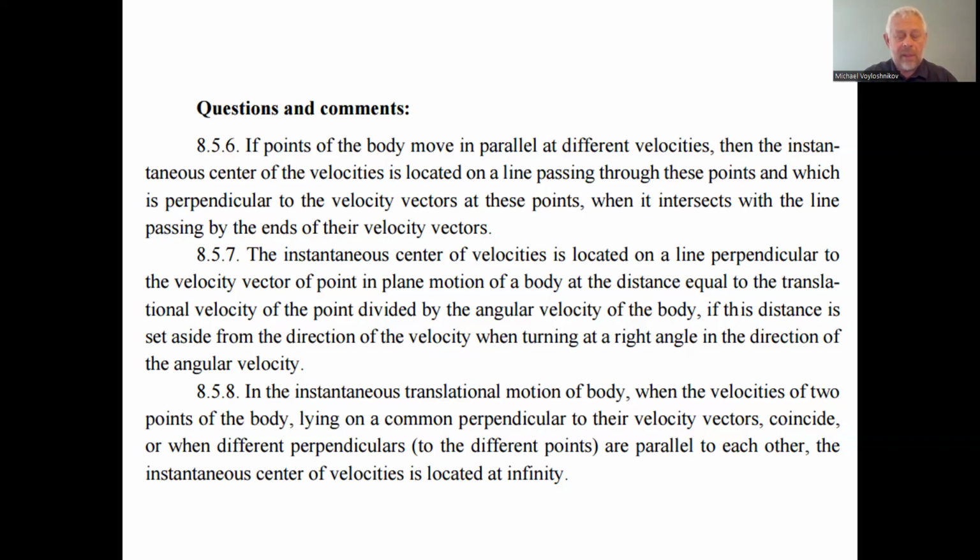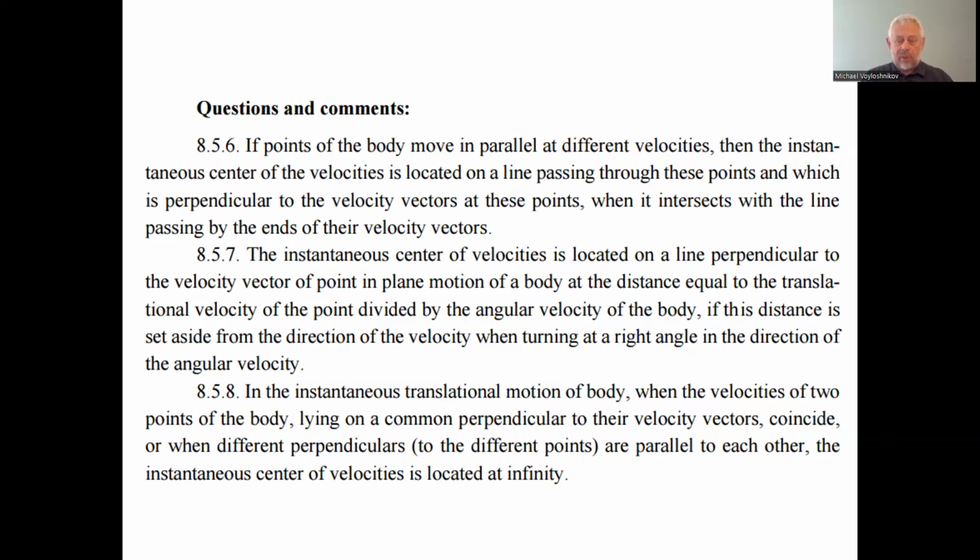857. The instantaneous center of velocities is located on a line perpendicular to the velocity vector of the point in a plane motion of the body, at a distance equal to the translational velocity of the point divided by the angular velocity of the body, if this distance is set aside from the direction of the velocity by turning at a right angle in the direction of the angular velocity.